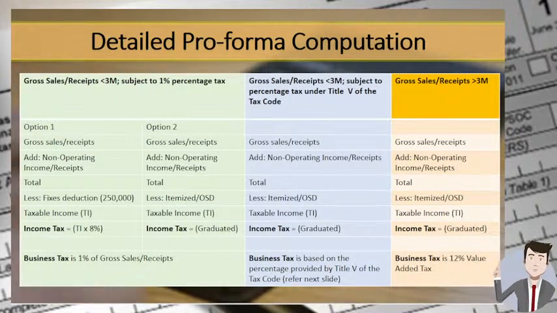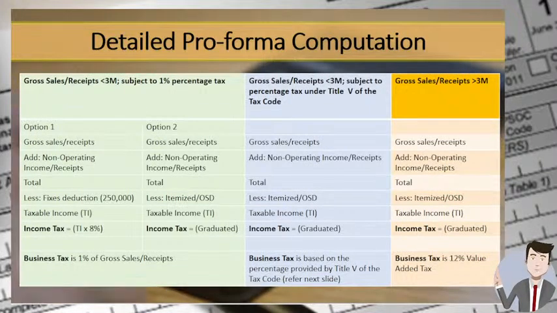On the first column, we have gross sales or gross receipts of less than 3 million, or less than the VAT threshold, which is subject to 1% percentage tax. It means that the taxpayer with gross receipts below 3 million has opted for the 1% percentage tax option. In short, subject to 1%, and he opted for the 8% income tax rate rather.